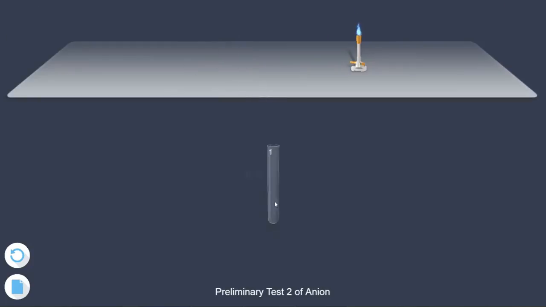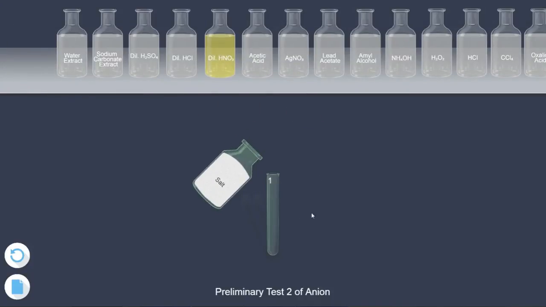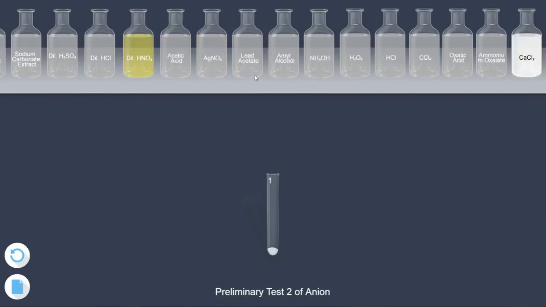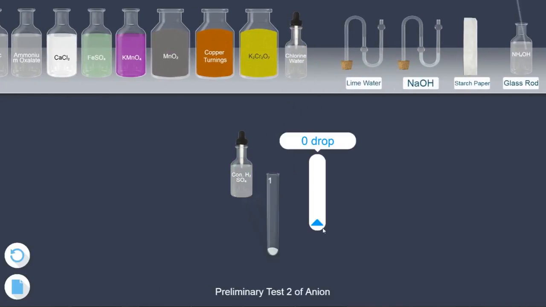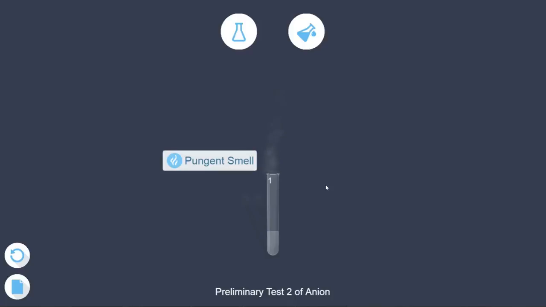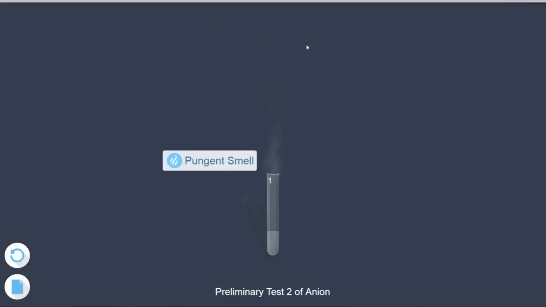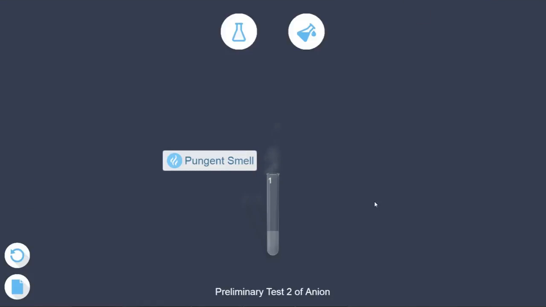Take a test tube, add 0.1 gram of salt to it. Add 3 to 4 drops of concentrated sulfuric acid to it and observe the change. Colorless gas with pungent smell is observed. Now bring the rod dipped in ammonium hydroxide near the mouth of the test tube. Dense fumes are observed. This shows the chloride ions may be present.